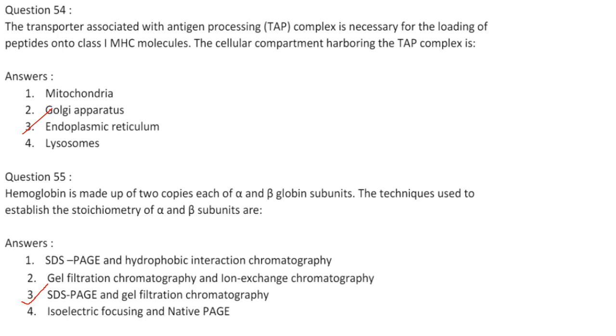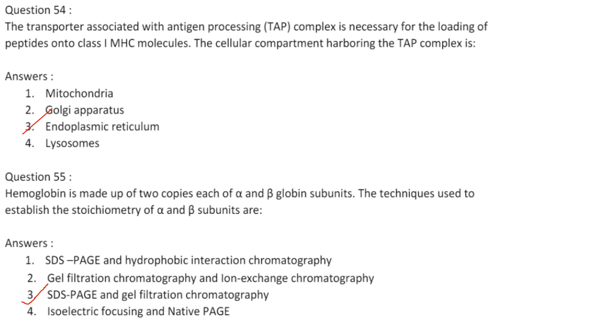Now, hemoglobin is made of four polypeptide chains, two alpha chains of 141 amino acid residues each, and two beta chains of 146 amino acid residues each. In the complete molecule, four subunits are closely joined to form a tetramer. The technique used to establish this stoichiometry, which here means the molecular weight differentiation of alpha and beta subunits, is SDS-PAGE and gel filtration chromatography.